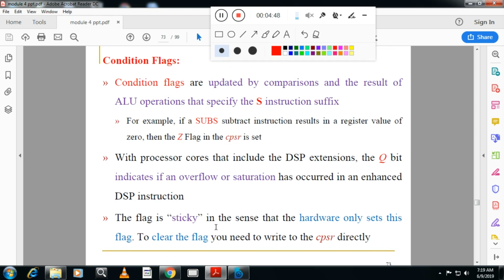Conditional flags. As I said in the previous case, based on the previous instruction's result, the conditional flag will be set. There are 5 conditional flags in ARM. So what are the conditional flags? Negative, zero, carry, overflow, and saturation.